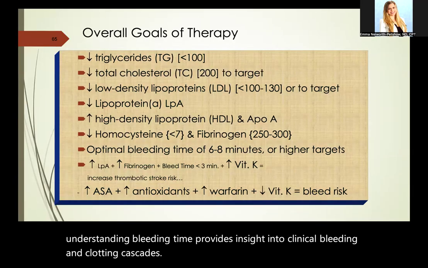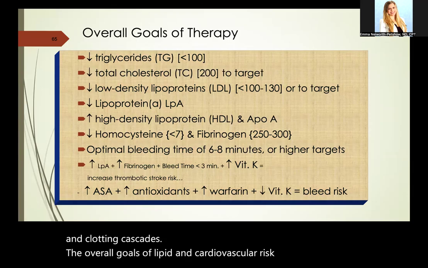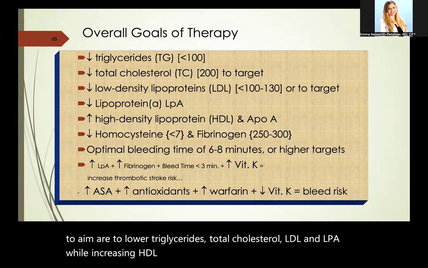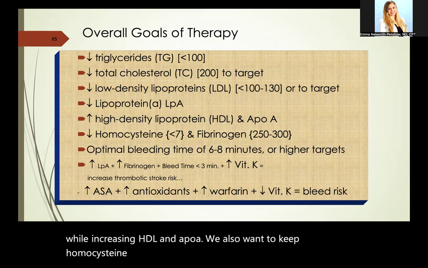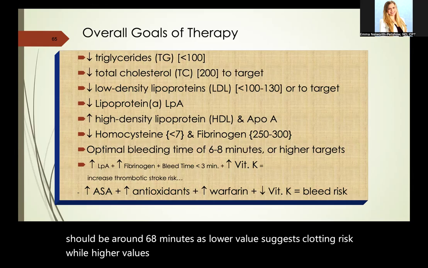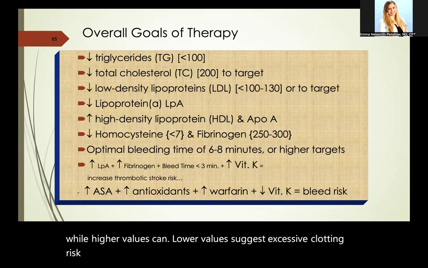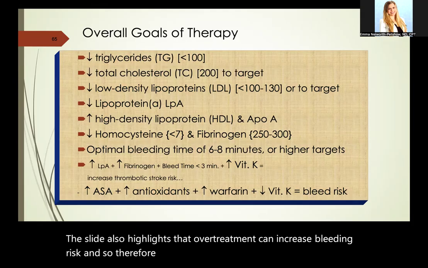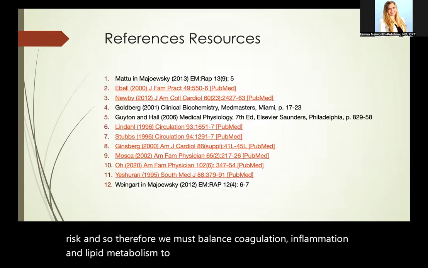The overall goals of lipid and cardiovascular risk management are to lower triglycerides, total cholesterol, LDL, and LPA while increasing HDL and ApoA. We also want to keep homocysteine and fibrinogen within healthy ranges. Bleeding time should be around 6 to 8 minutes, as lower values suggest excessive clotting risk, especially when combined with elevated fibrinogen or LPA. The slide also highlights that overtreatment can increase bleeding risk, and so therefore we must balance coagulation, inflammation, and lipid metabolism to prevent atherosclerosis and thrombosis.